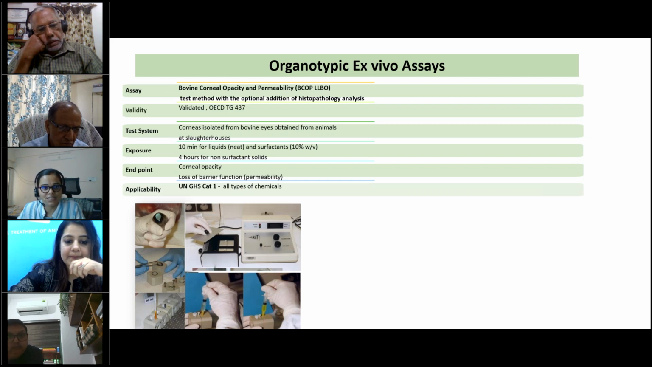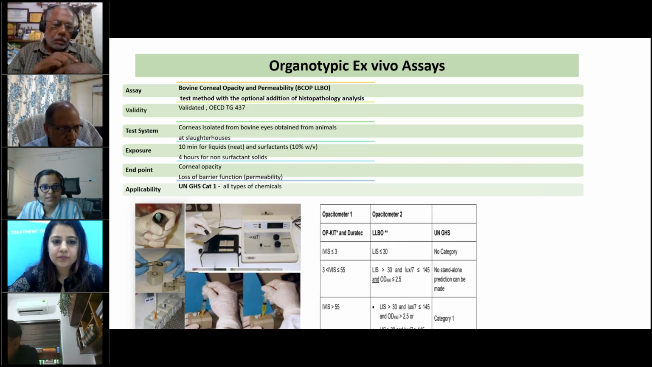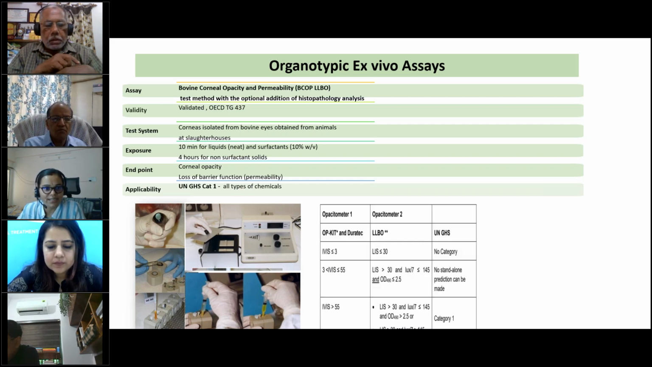And this is the pictorial representation of the method, where the bovine cornea is separated and placed onto the chamber, and the test item would be injected into the chamber, and then after incubation, the opacity will be measured using a conventional opacity meter or the laser light based opacitometer.